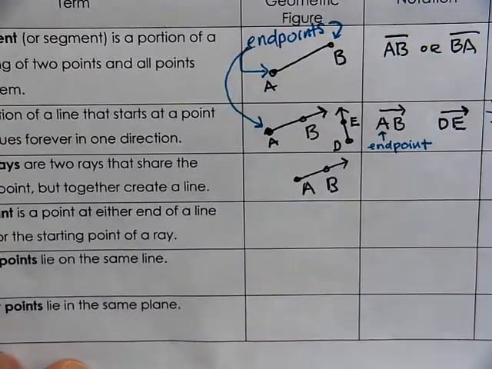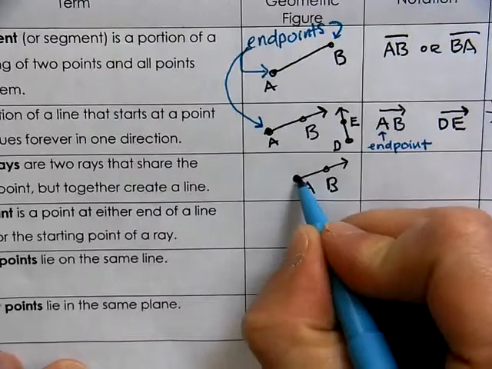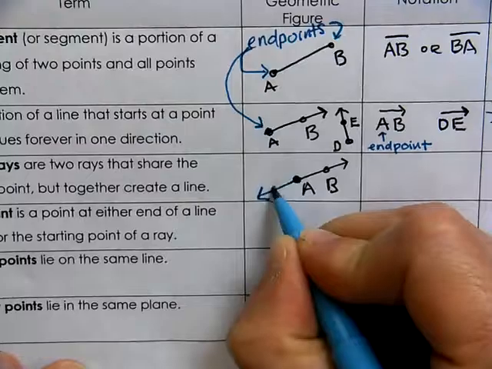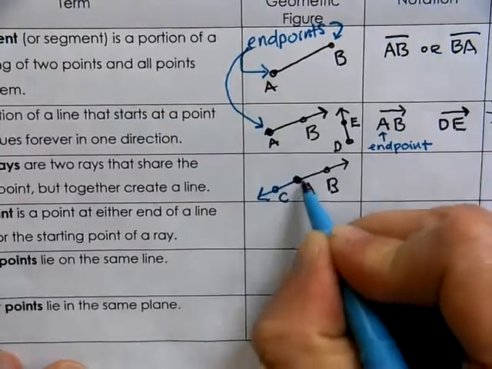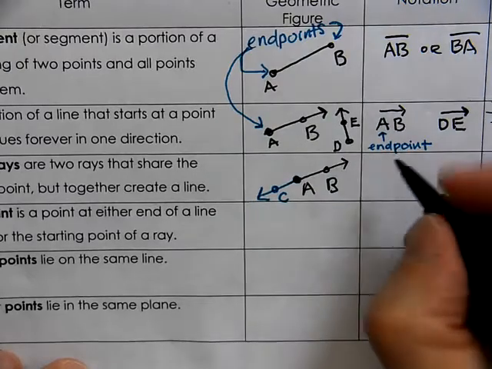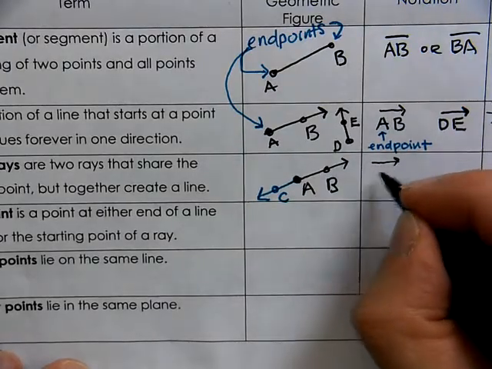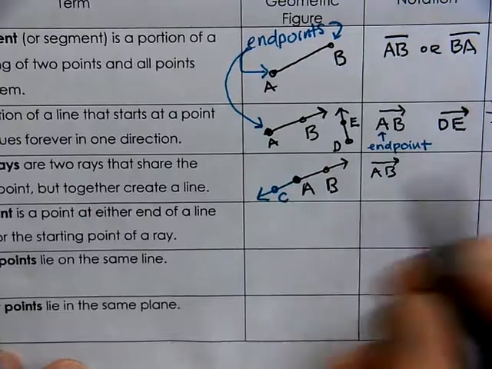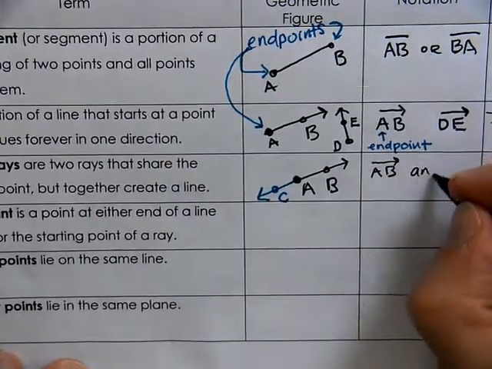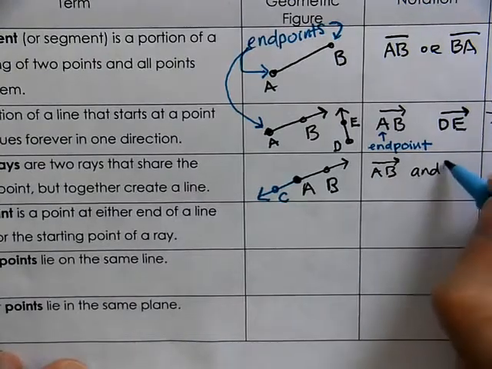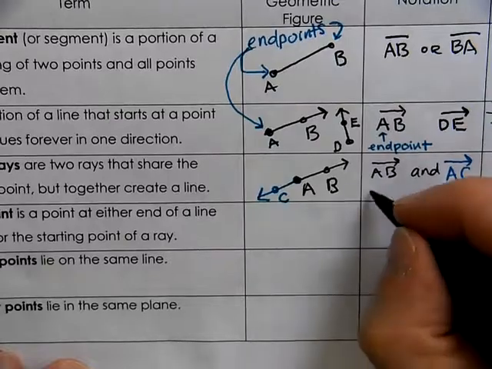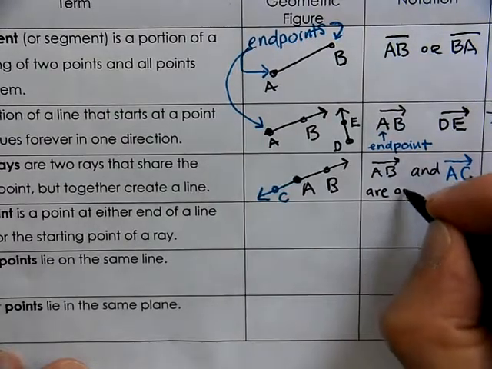So if you take your second color, here I'm going to have again my endpoint at A, pointing in the opposite direction. I must put a point on here called C. So this is ray AC. So the way to think about this is ray AB, so again the endpoint A is always listed first, and ray AC are opposite rays.